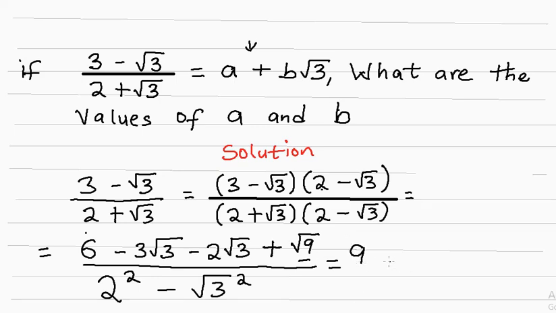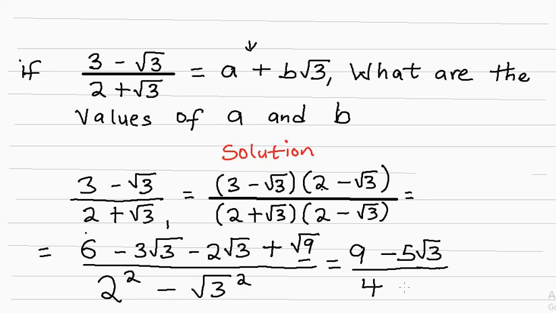Then adding up the surds. Here I'm having minus 3 root 3, then minus 2 root 3. Of course, root 3 is like a common factor there. So minus 3 root 3 minus 2 root 3 will give us minus 5 root 3. It's just like having minus 3x minus 2x, okay? So what I'm going to have is minus 5 root 3, of course divided by 2 squared, which is 4.